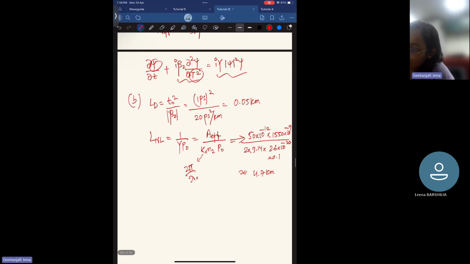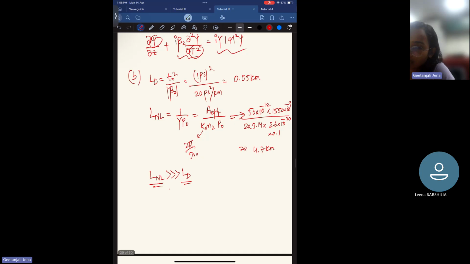So one thing you will notice here is that the length for the nonlinearity is much greater than the length for dispersion. That means if we have a fiber of length L, which is comparable to LD, then initially there will be a dispersion effect.